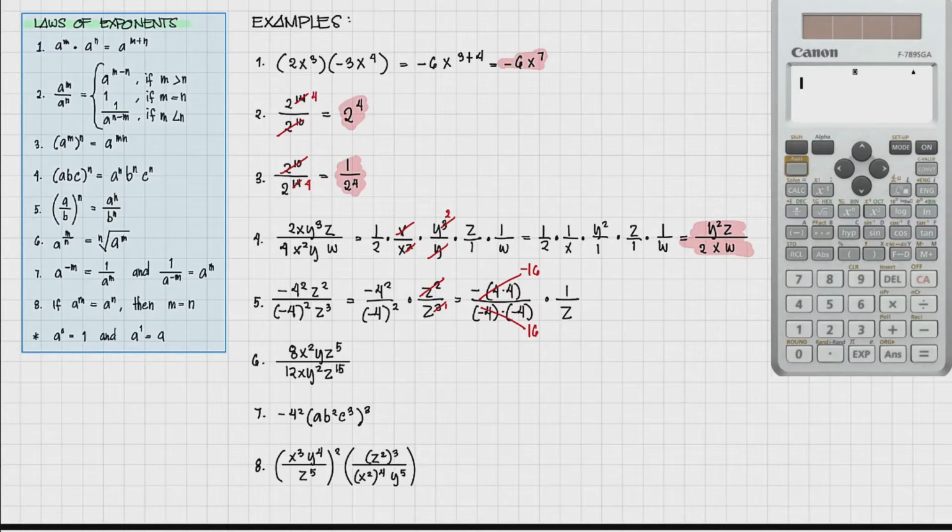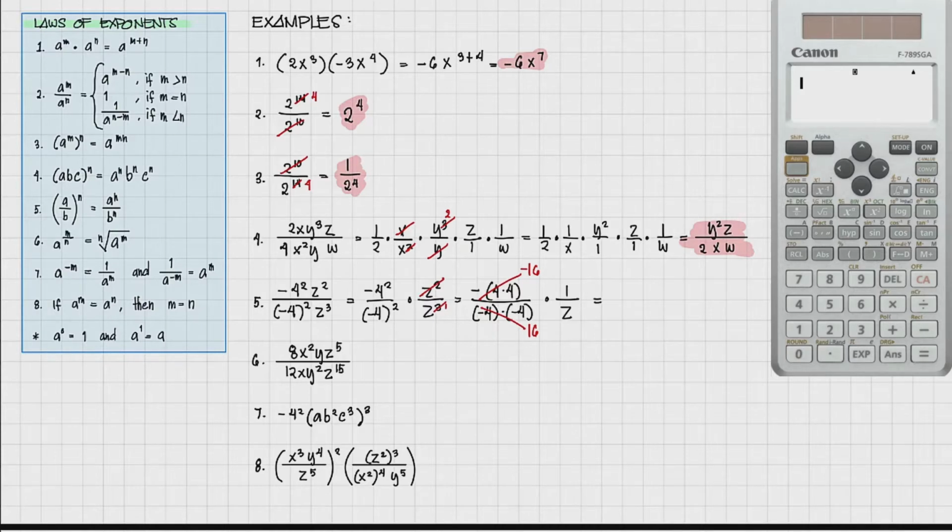So let's rewrite this. To further simplify it, we have negative 16 over positive 16, you have negative 1. And then for the second term, 1 over z, right here. And that's our final answer.